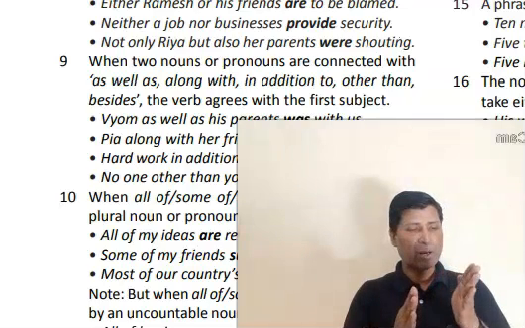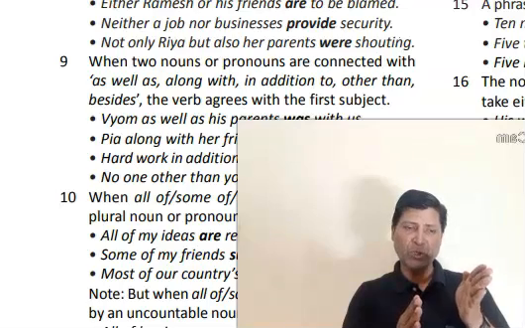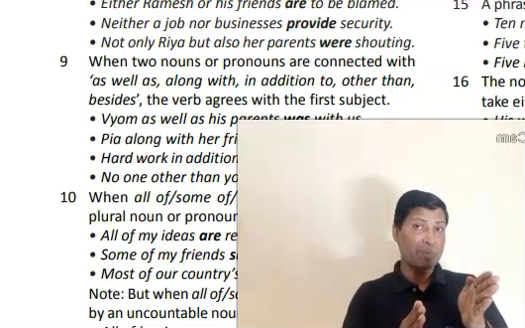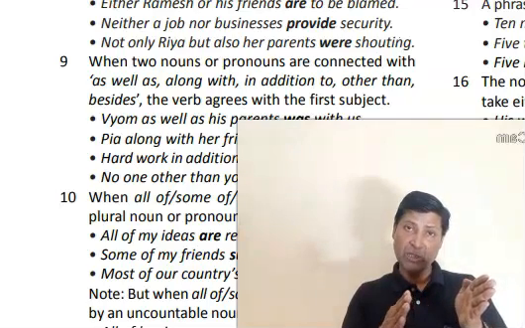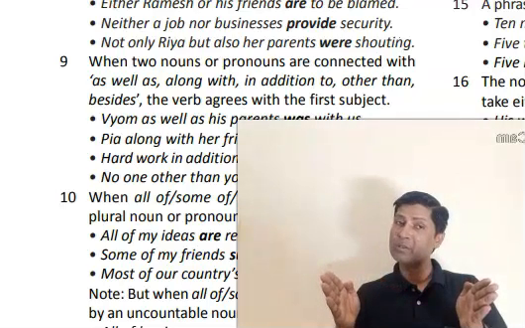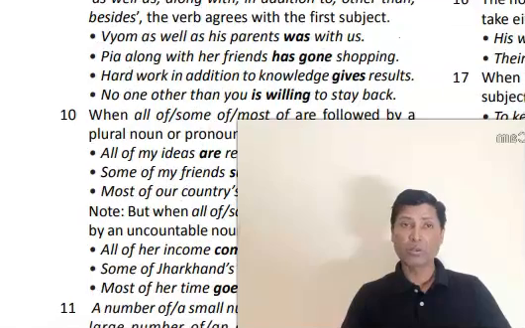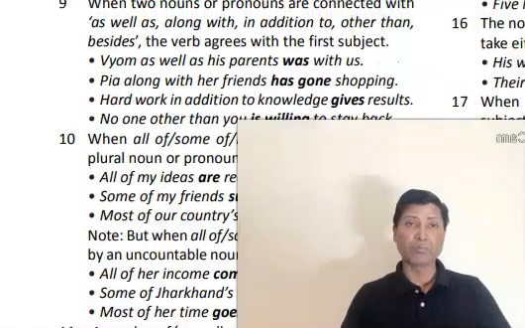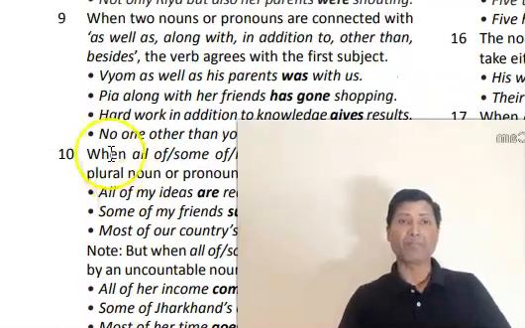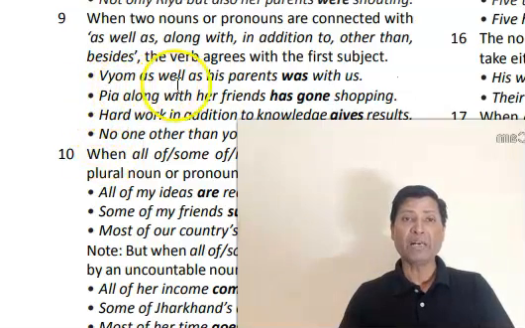So the noun you are keeping before these words will matter, not the noun or pronoun that you are coming after these words. For example, let us talk about this one. First example: Vyom as well as his parents was with us.